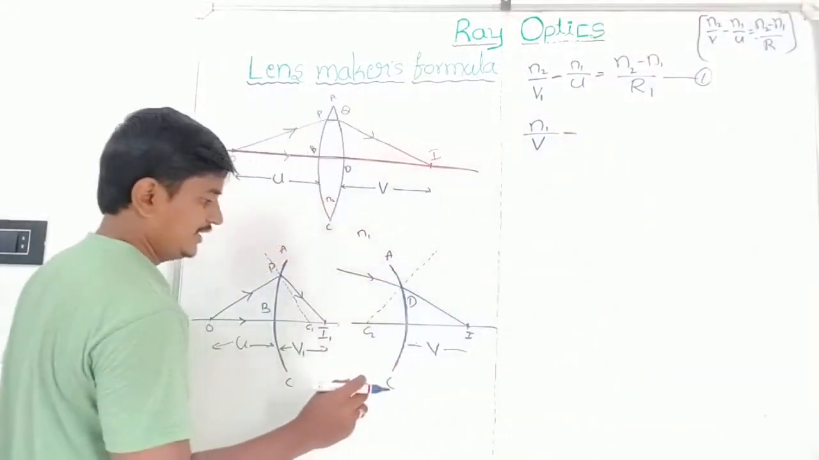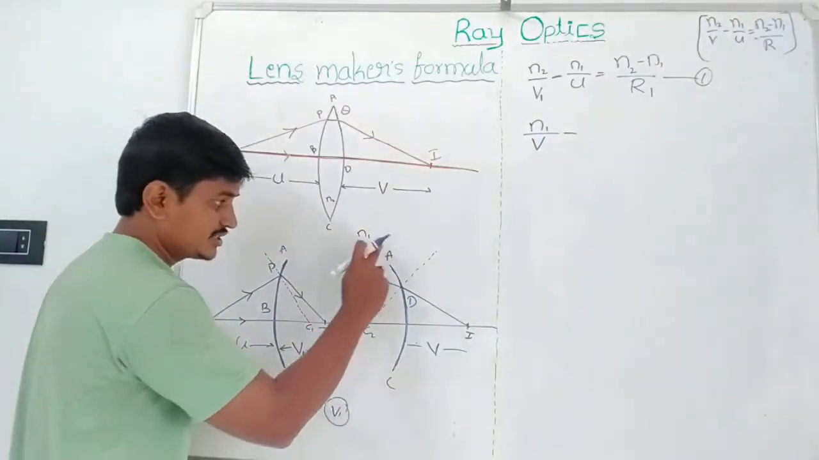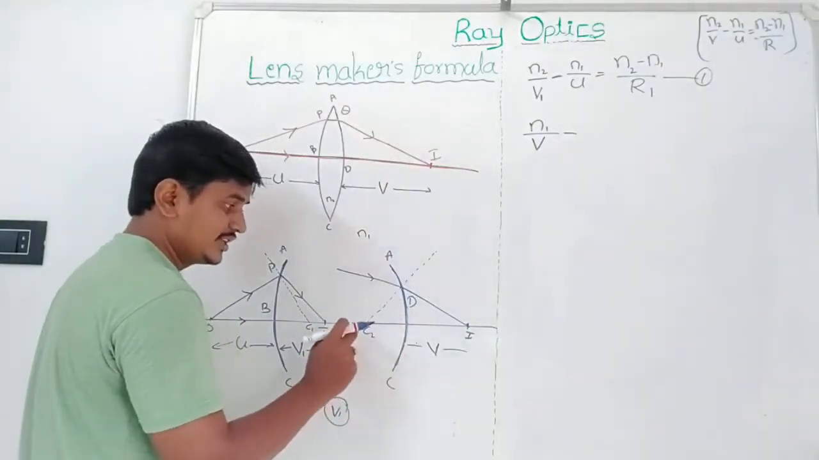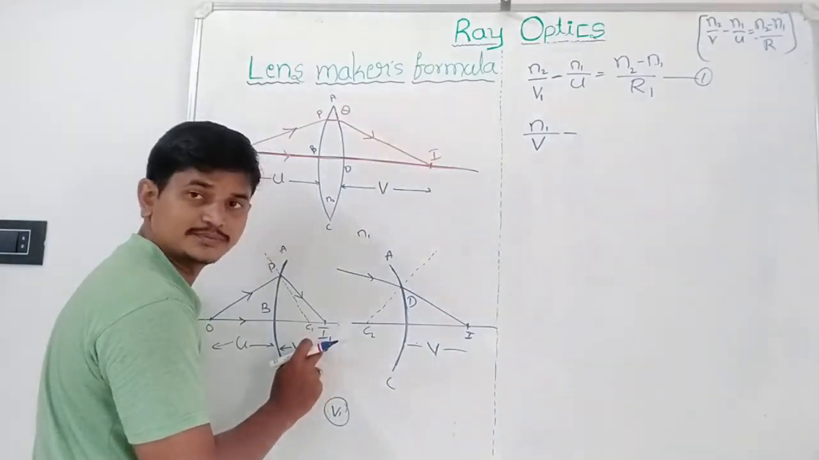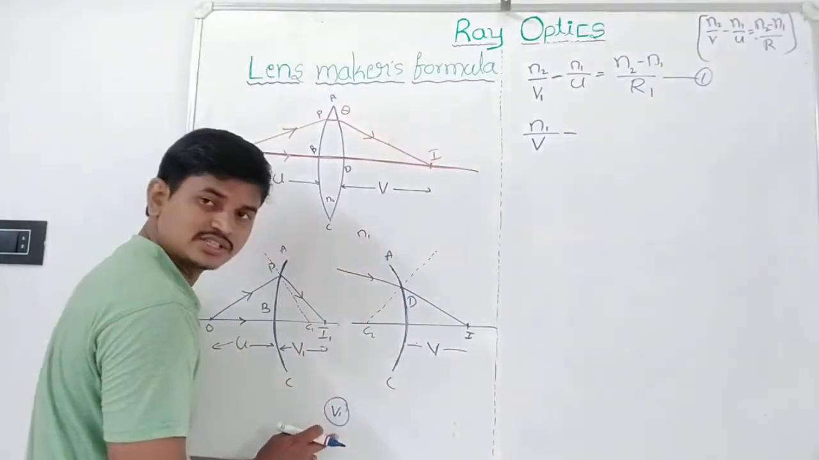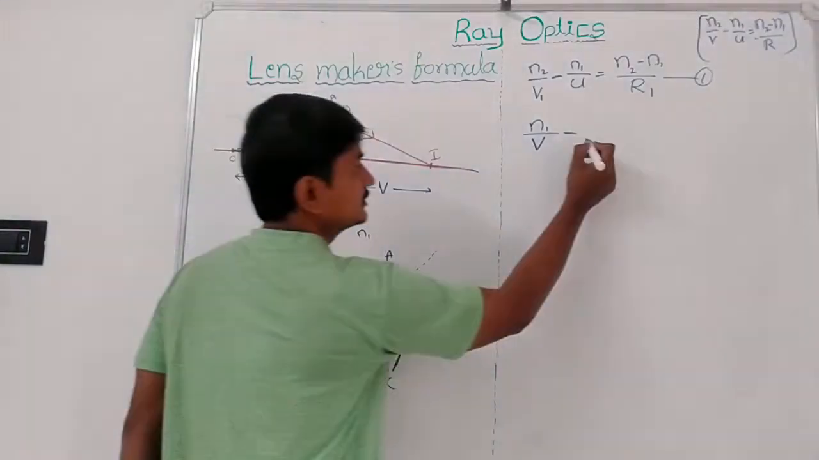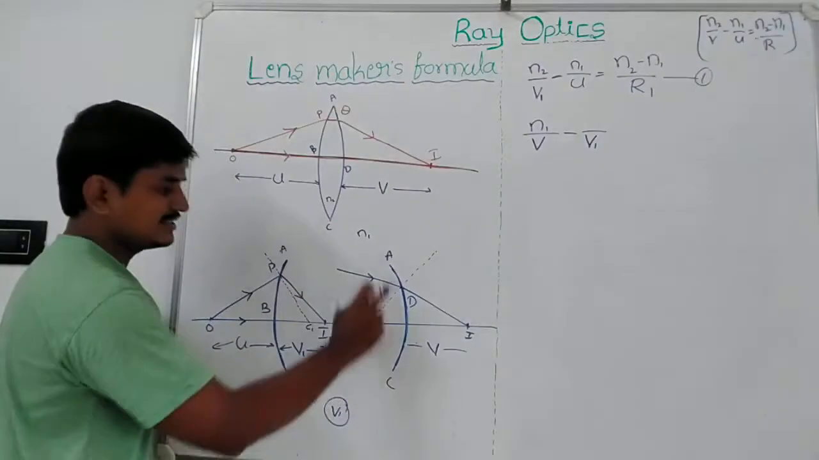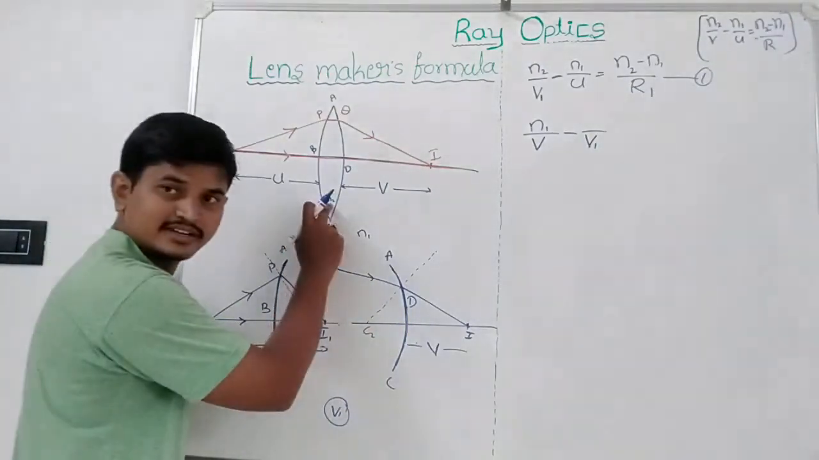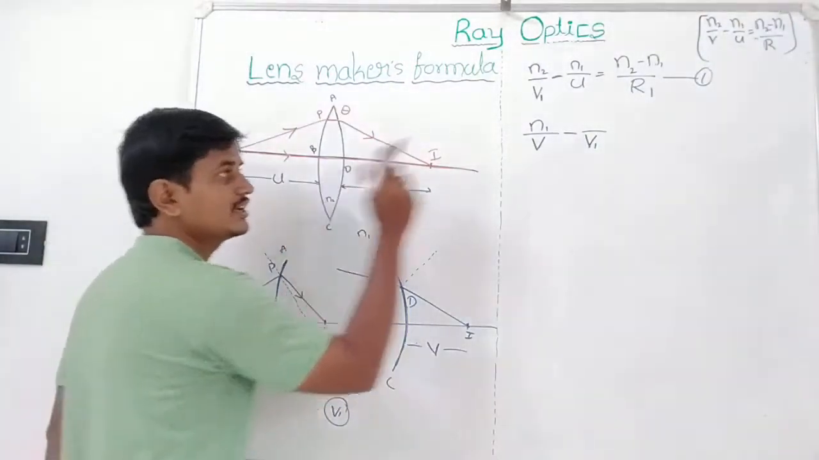Minus, and its object distance: in the second surface ADC there is no object, hence I1 is considered as a virtual object, hence its virtual object distance is V1. This is V1 and this is present inside the lens of refractive index considered to be N2.